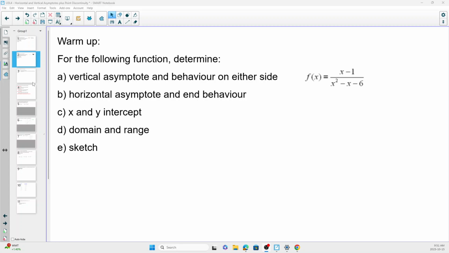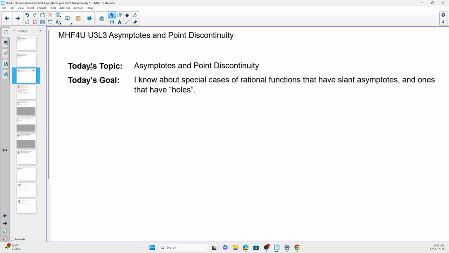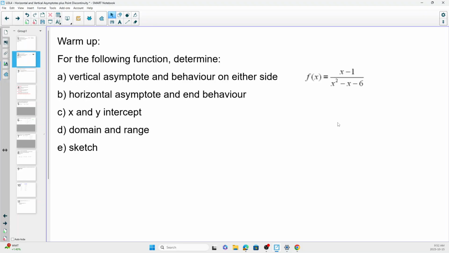Okay, guys, we are going to do this little warm up today, but before that, we are on lesson 4, unit 3, lesson 4, asymptotes and point discontinuity. By the end of today's lesson, you will know about special cases of rational functions that have slant asymptotes and ones that have holes. Before we do that, though, we're going to look at this example here.